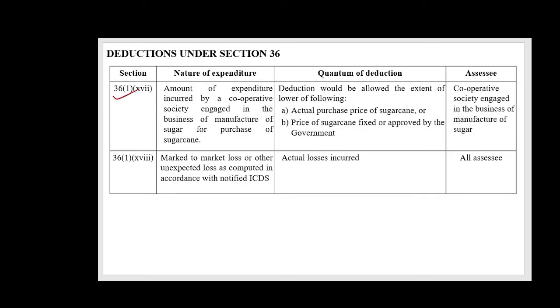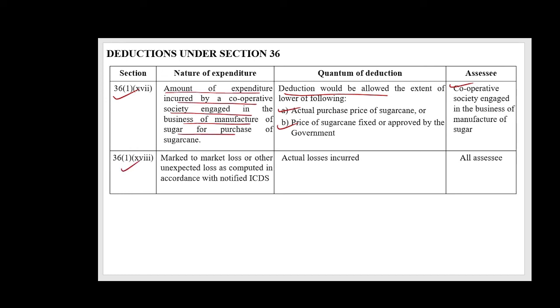Then deduction under section 36 subsection 1 subsection 17 is in relation to amount of expenditure incurred by a cooperative society which is engaged in the business of manufacture of sugar for purchase of sugar cane. Now, the quantum of deduction available is least of the following: actual purchase price of the sugar cane or price of sugar cane fixed or approved by the government, whichever is less. Now, this deduction is available to cooperative societies which are engaged in the business of manufacture of sugar.